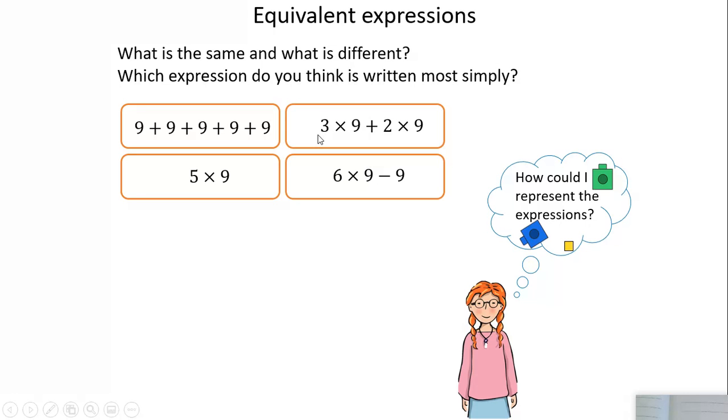Which do you think is written the most simply? Just adding 5 nines up, or writing that as 5 lots of 9, or writing that out as 3 lots of 9 plus another 2 nines, or saying, well, that's 6 lots of 9 if you took 1 nine away. These are all equivalent expressions, and when we look at algebra, we'll be seeing algebraic terms written out like this as well.